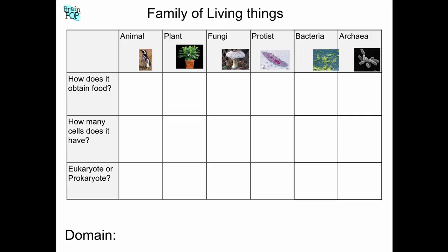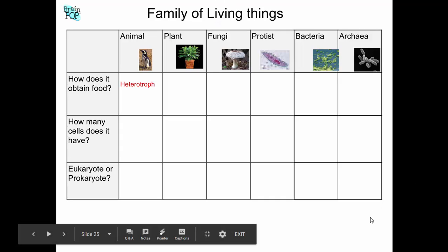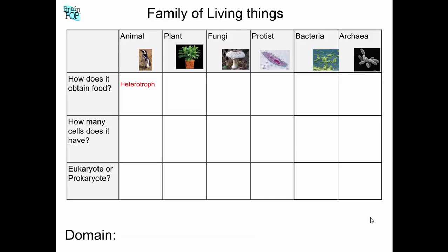So, obtaining food. Raise your hand if you can tell me, what are the 2 words that we're going to put into these boxes? Abby? Heterotroph. Yes, either heterotroph or autotroph, or we might write both. How about animals? Elizabeth? They are heterotrophs. And what does that mean, a heterotroph? Colin? They have to eat other organisms, that's their food source. Yeah, they have to eat other organisms to obtain energy.